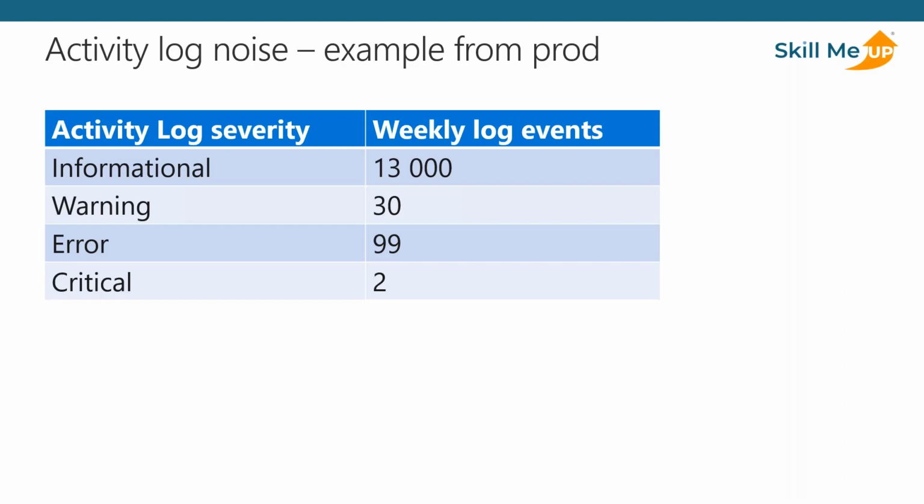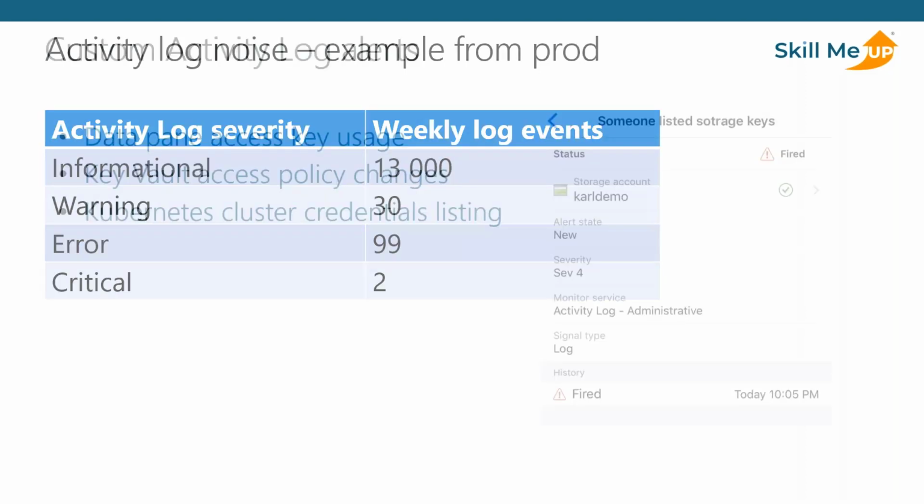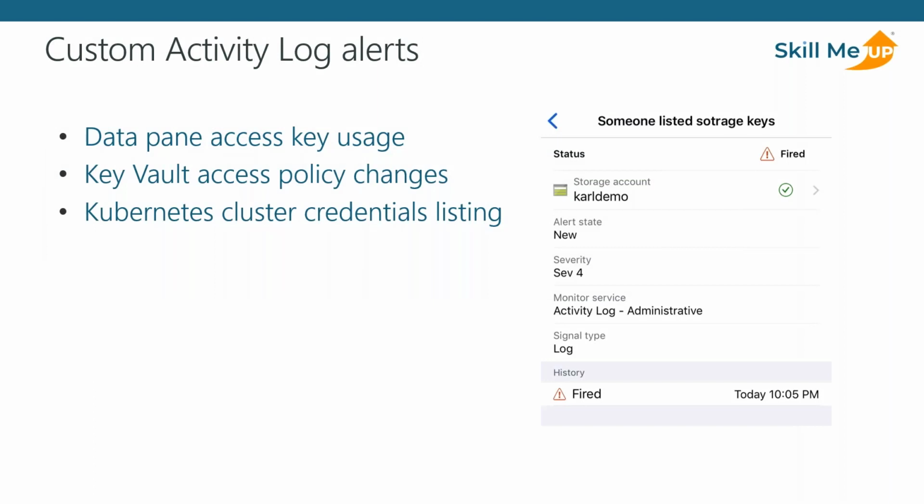So you would want to have some sort of automated or manual alerting based on these as well. You can build your custom activity log alerts. So if you recognize that there's a specific activity event that you always want to be alerted for, you can build that. I have some examples here: Kubernetes cluster credentials, Key Vault access policy changes, things that a contributor can do but really shouldn't. These are things that you should maybe build your custom activity log alerts on.